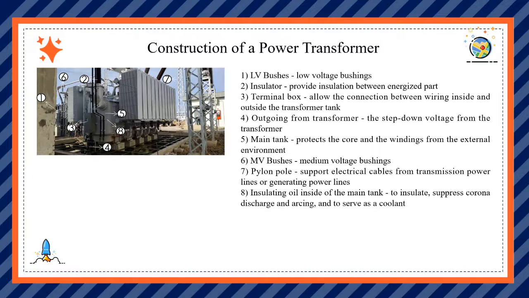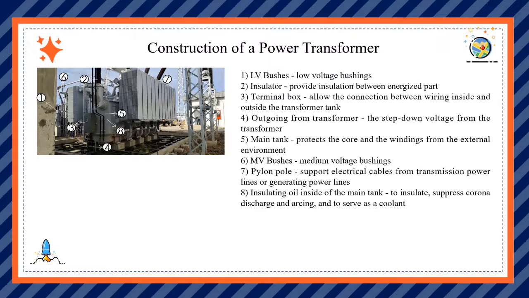And finally, I'm going to explain about the construction of a power transformer. So this is the construction of the power transformer, where number one is the low voltage bushing, which is used to insulate, and the second is insulators, which provide insulation between the energized parts, and third, the terminal box, which allows the connection between the wire inside and the outside of the transformer tank. Number four is the outgoing from the transformer.